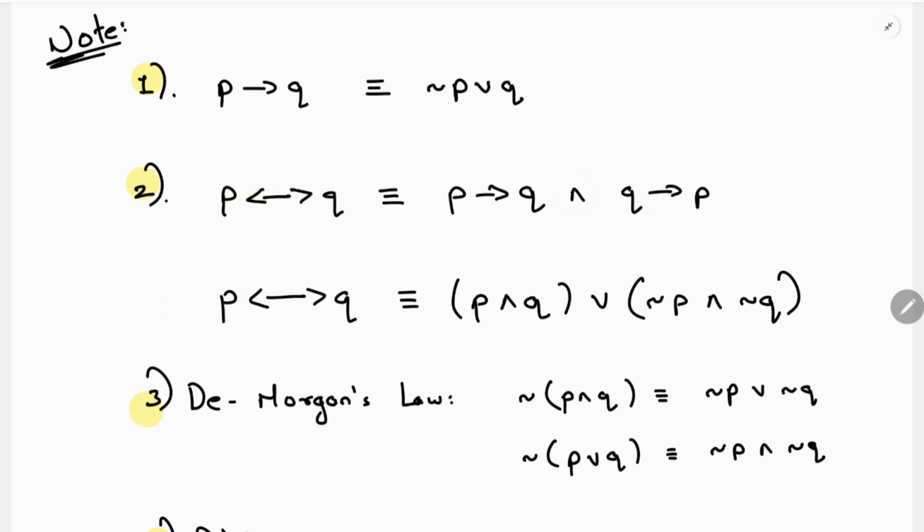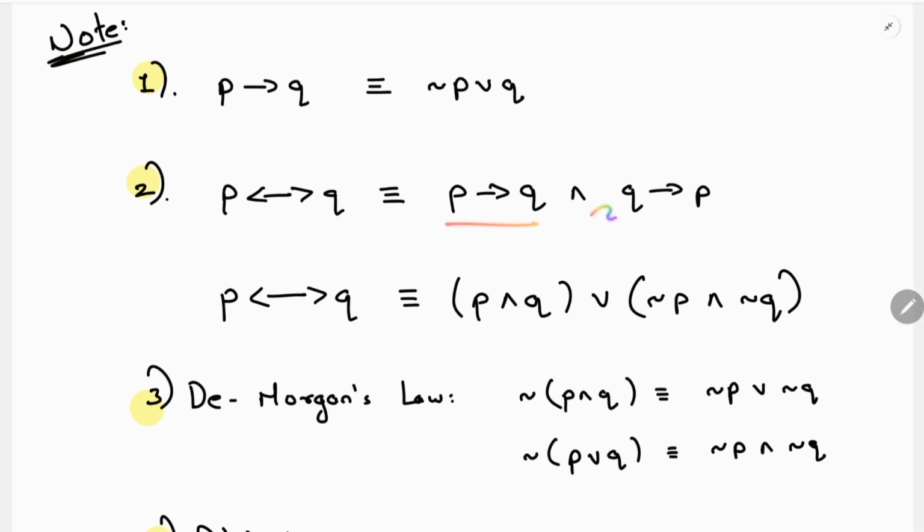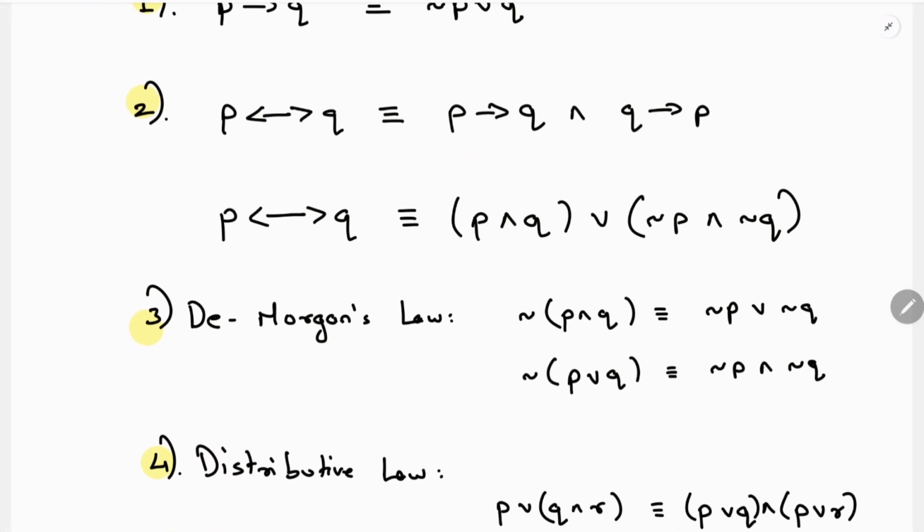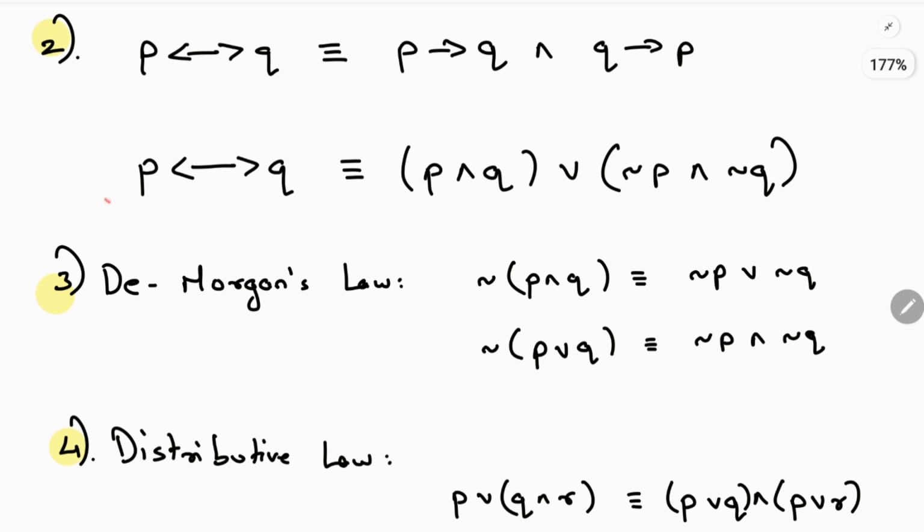Okay, as per the question's requirement, like what is asked in that question. Here we have the first one, p biconditional q, so we can write that as p conditional q and q conditional p. And the second one, p biconditional q, we can also write as p and q, or negation p and negation q.